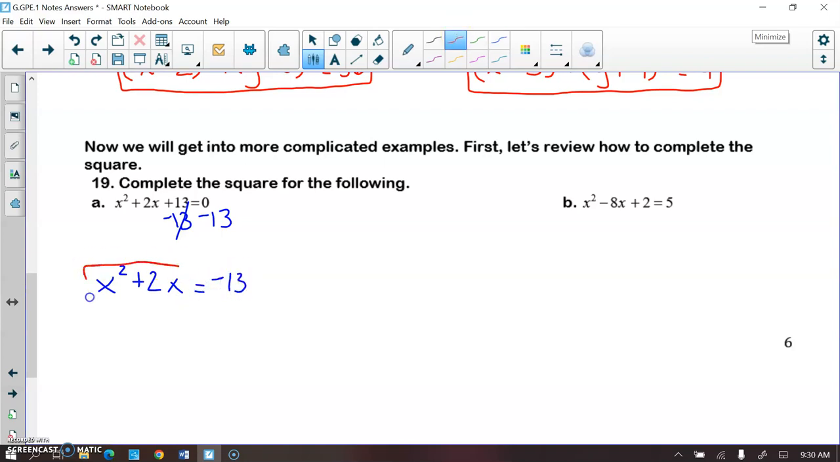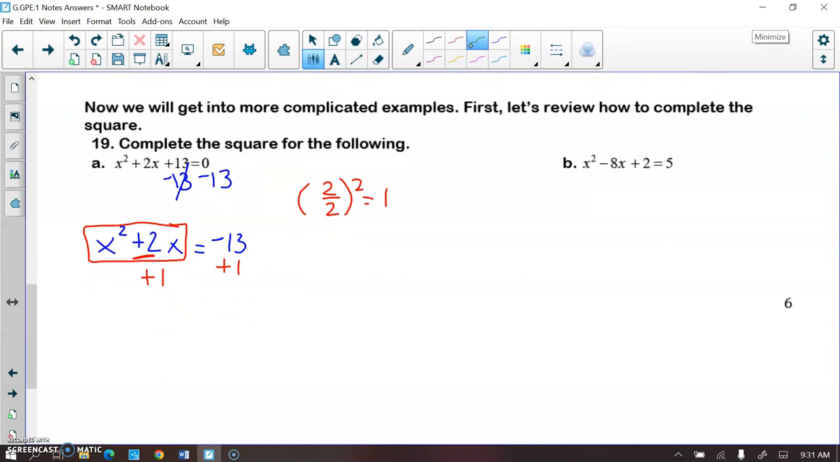Now on the left side, I want to make this into a perfect square trinomial. How I do that is I take my b value, I divide by 2, and then I square that number. 2 divided by 2 is 1, squared is 1. So then what I do is I add that 1 to both sides of my equation. I need to stay balanced.